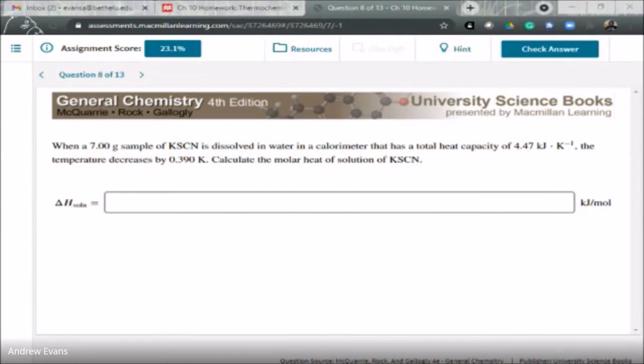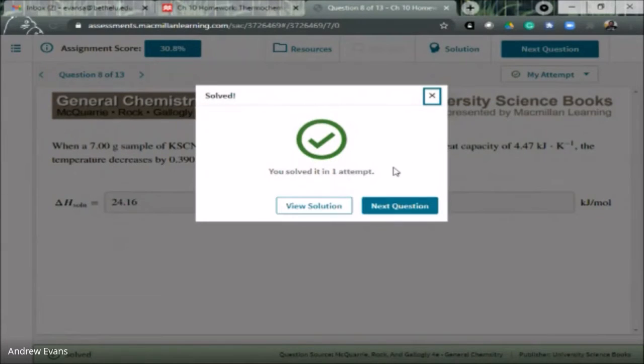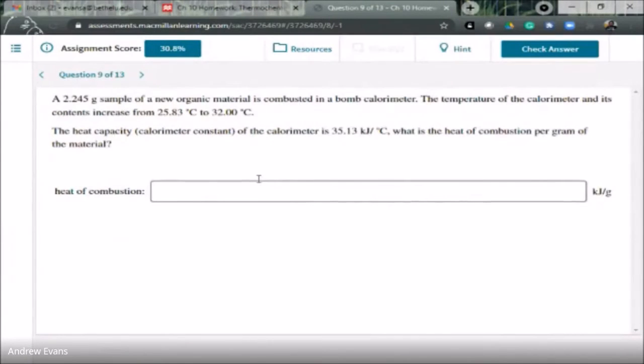And the sign will matter. If it said the temperature increased by 0.39 instead of decreased, that means we would have a negative delta H. But because the temperature decreased, it is an absorption. The energy is absorbed. So that one was rather tricky.